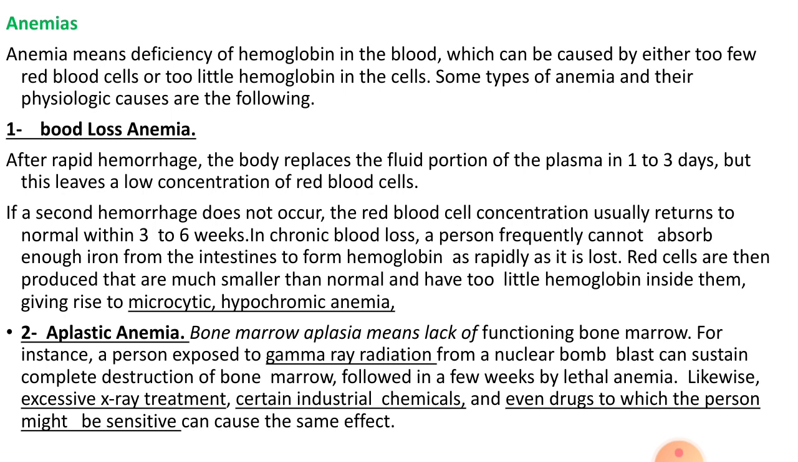The other type of anemia is called aplastic anemia, and this type occurs due to destruction of the bone marrow. As you know, the bone marrow plays an important role in the regeneration of red blood cells. The destruction of the bone marrow can occur due to exposure to excessive radiation, or due to taking certain chemicals or drugs.